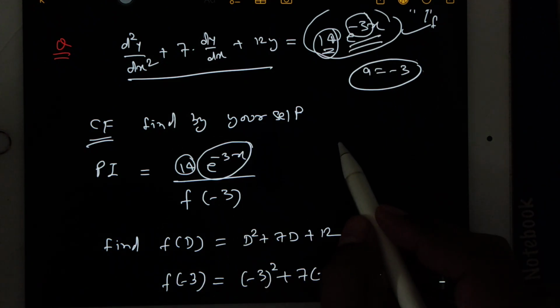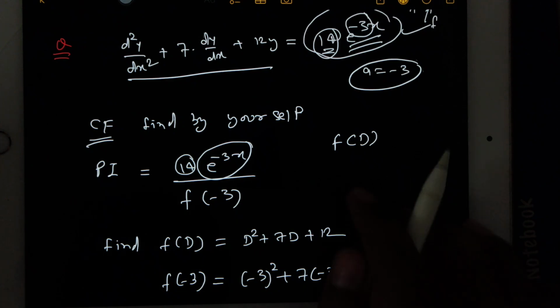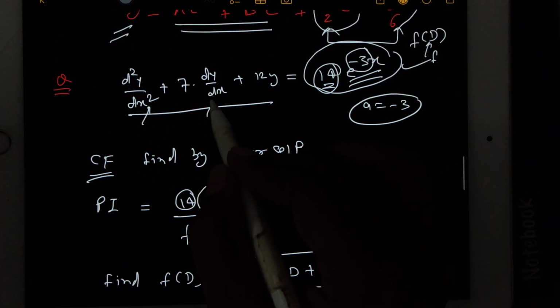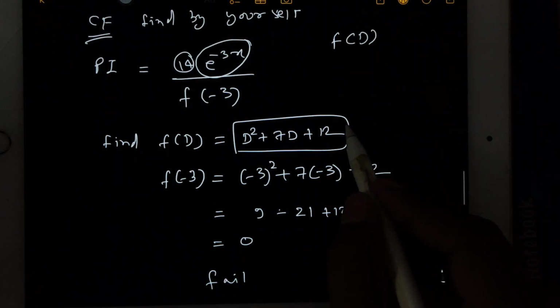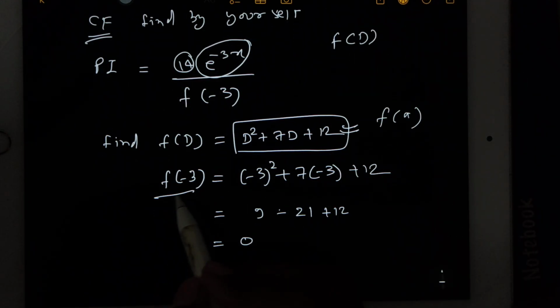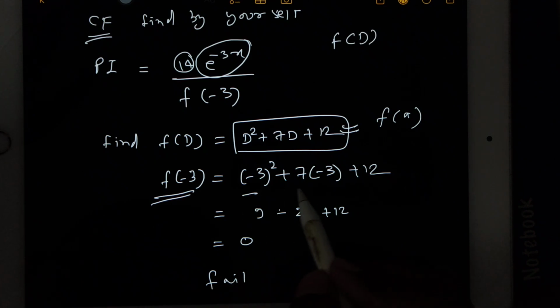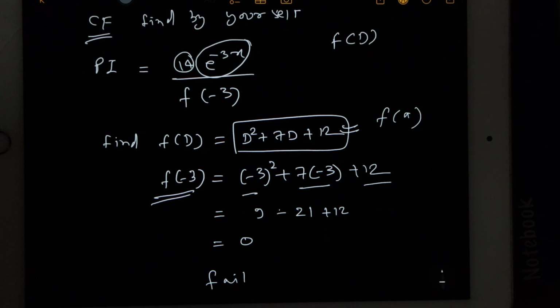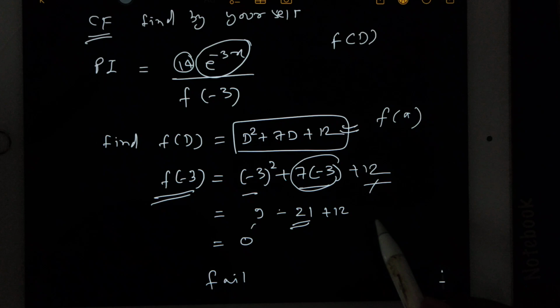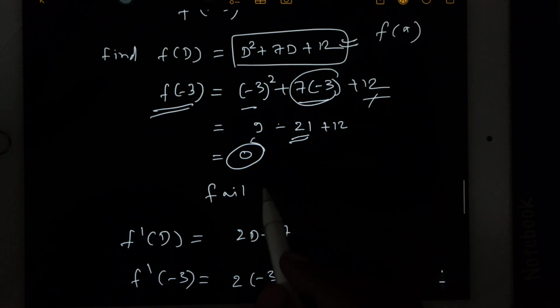Now, this f(D) value is how much? How will you know? From the left side, you will calculate your f(D) value. Now in this f(D) value, you have to find out f(a). So what is your a? Minus 3. So substitute minus 3 here. So minus 3 square plus 7 into minus 3 plus 12. So 7 into minus 3 is minus 21, and 12 and 9 is 21. Overall 0. So here the case fails.